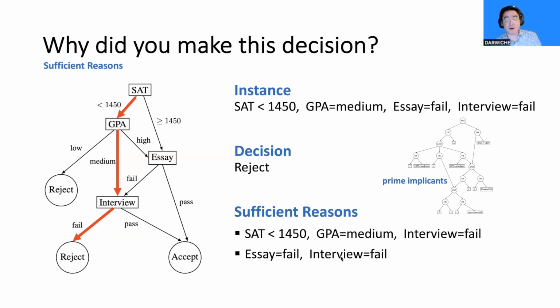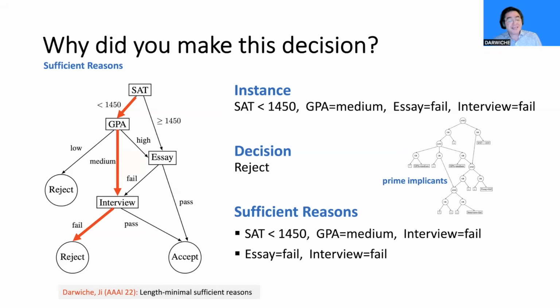So the second one is a bit more interesting. It says, listen, as long as the applicant fails their essay and interview, they will be rejected. It doesn't matter what their GPA and what their SAT score are. So very useful notions. Again, you can think of them, as we discussed initially, as a minimal subset of these characteristics that guarantees the decision.